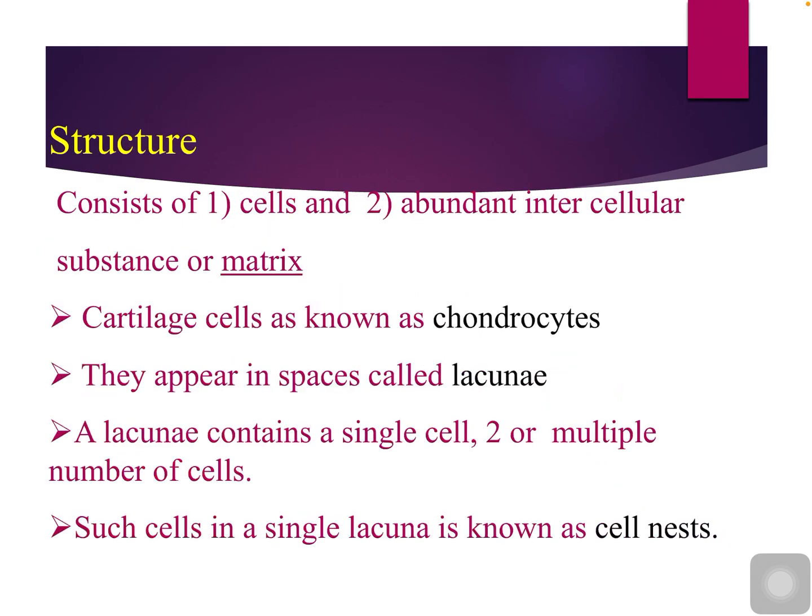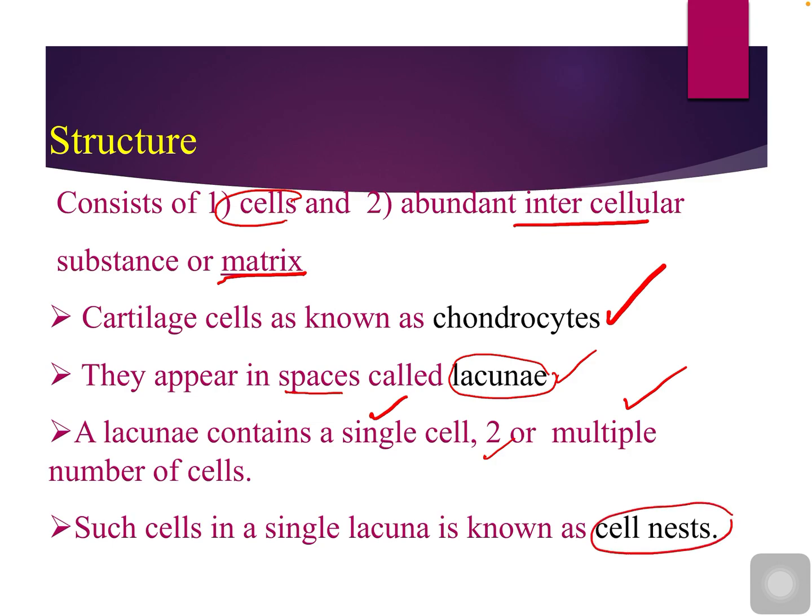So what is the structure of the hyaline or elastic or fibro? What is it made of? It is made of cells and abundant intercellular matrix. What cells? You will know easily. The cells are the chondrocytes. Where are they situated? The chondrocytes are situated in the spaces that will be called lacunae. A lacuna may contain single or two or multiple cells. So that group of cells in one lacuna will be called a cell nest.